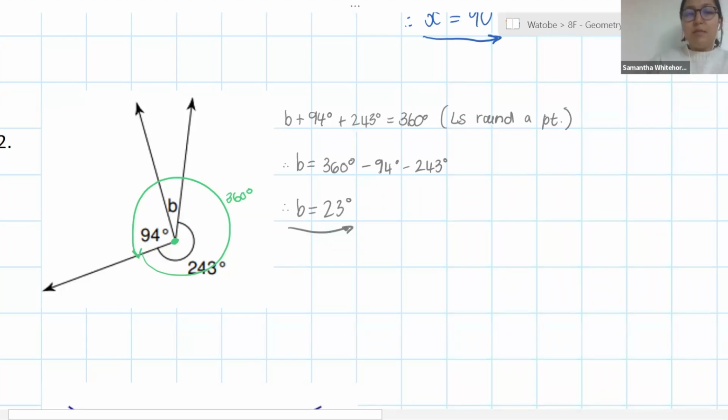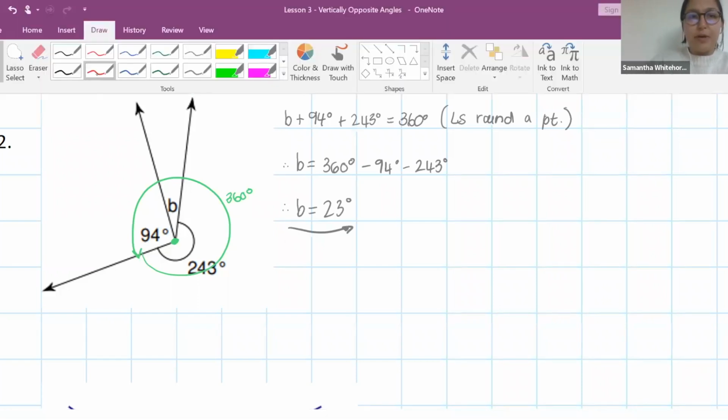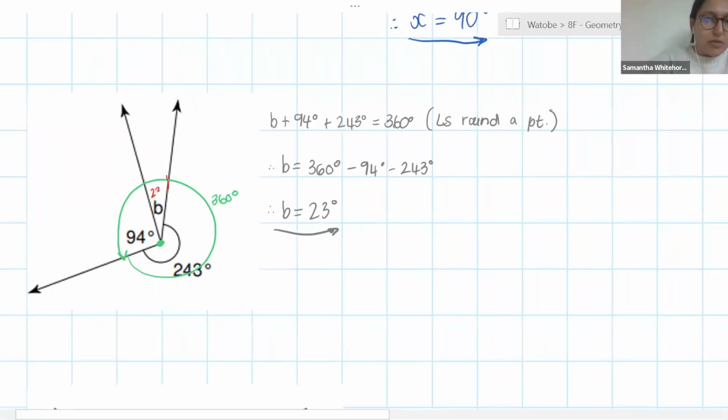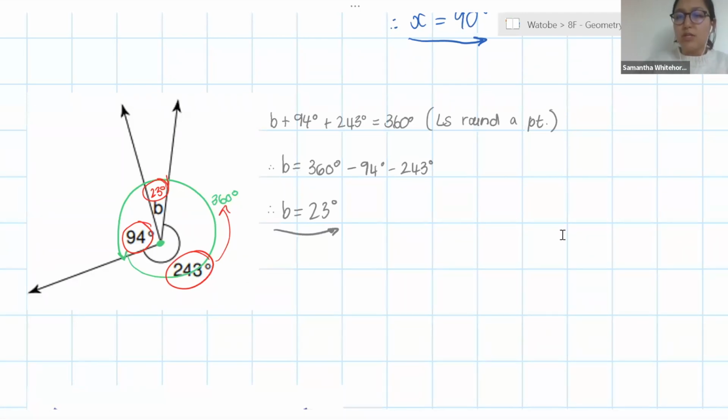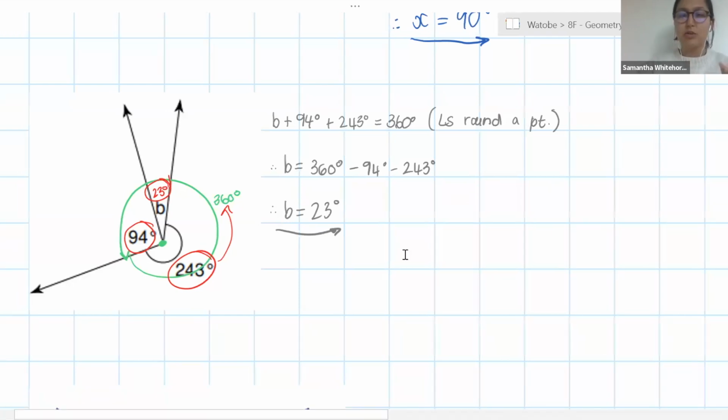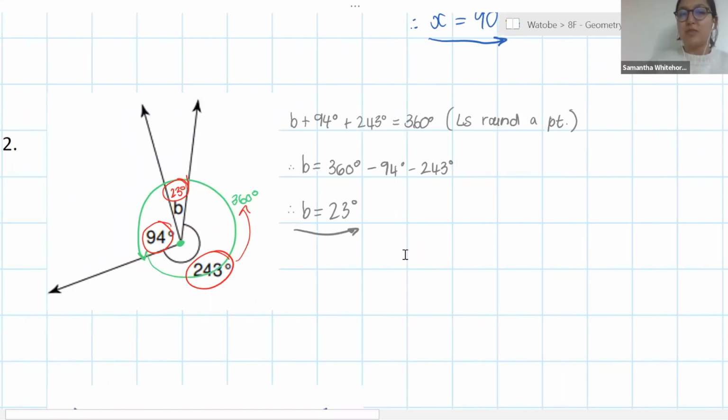Guys, also just remember, if you want to check yourself, if you now go take this 23 and put it back into the position of B, so over there, if you now add 23, 94, and 243, we want to get 360. So you can always go double check yourself by using your answer and substituting it back into what you were given. Alrighty, so in that case, our reason was angles round a point. This is one of the 2 reasons that we have already learned. Okay, so take a screenshot if you need.